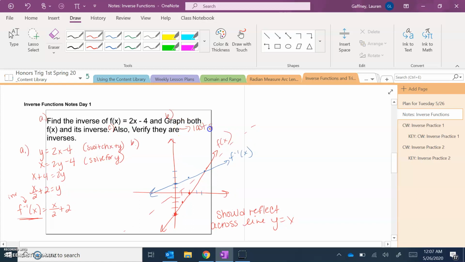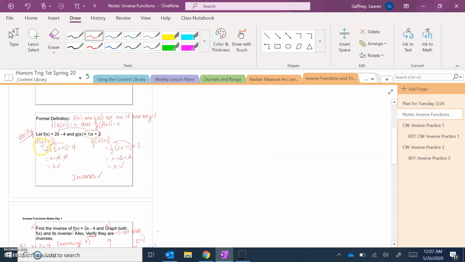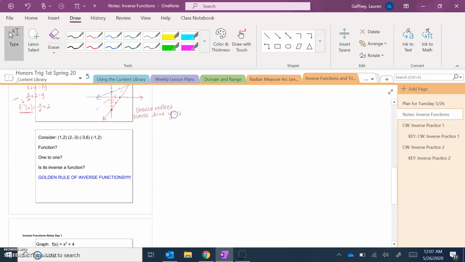So I'm not going to redo that. So if you ever see the word verify that they're inverses, you're composing them each way. Okay, so f of g and g of f, and they should come out to x. If it doesn't come out to x, then they're not inverses.